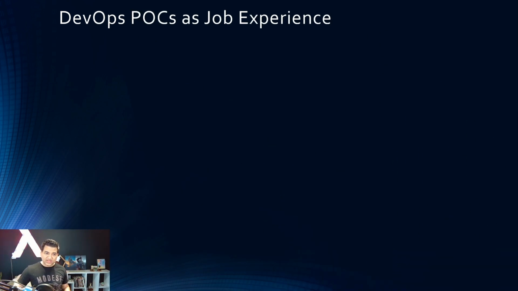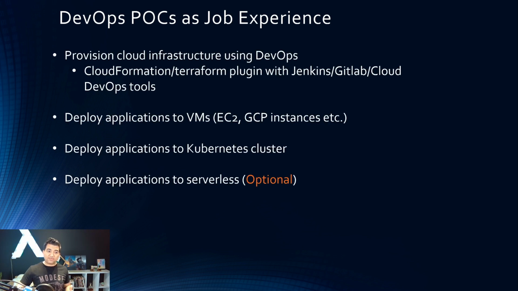Alright, so moving on. So I get this question a lot. Raj, what proof of concepts should I do on DevOps that will help me or count as real-world experience? So let's dive in. So first things first, you should absolutely know how to provision cloud infrastructure using DevOps. You should implement a couple of pipelines using CloudFormation or Terraform where you can spin up EC2s, Kubernetes clusters, serverless, etc. So this is a must-have POC to do.